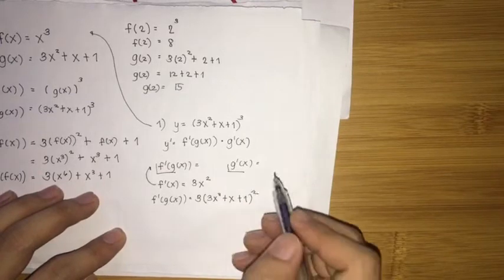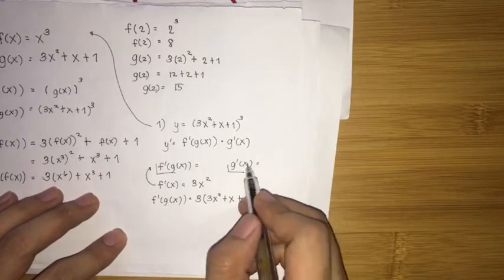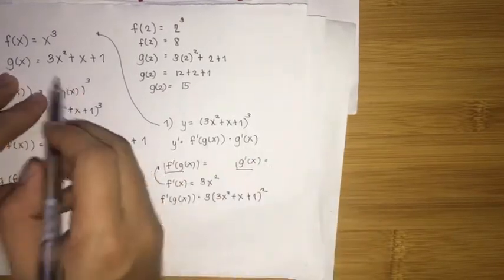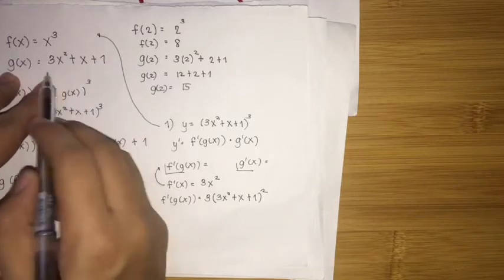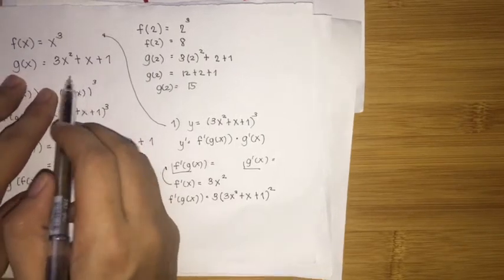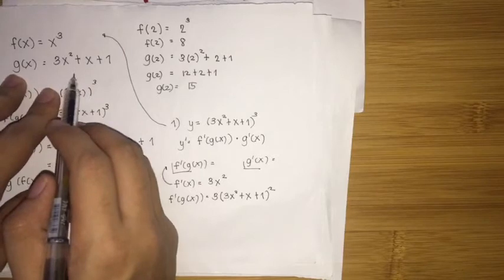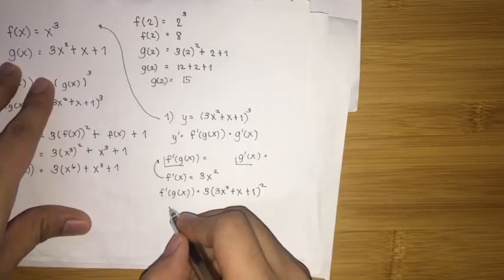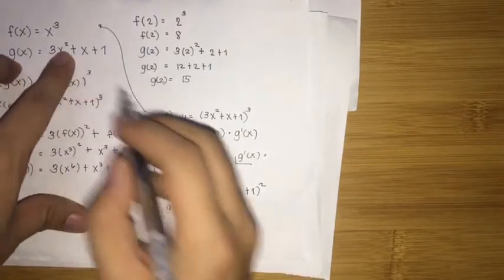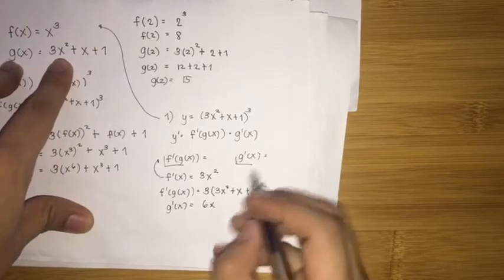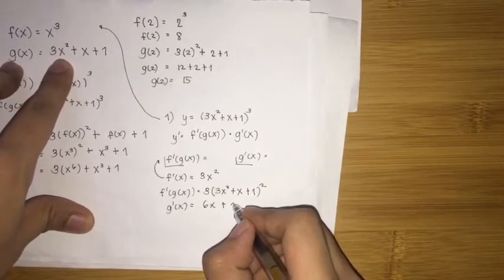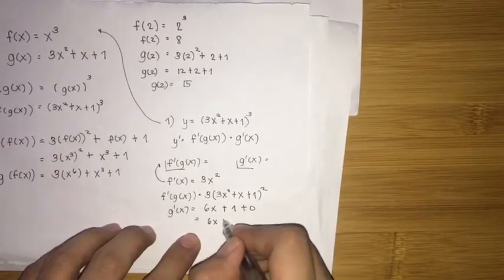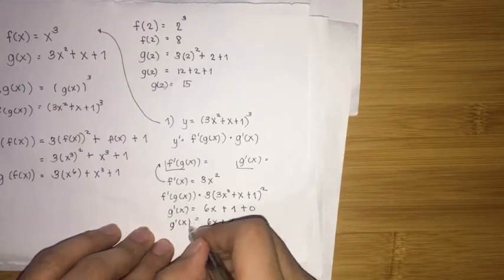Ito na lang, part na to, yung derivative ng inside function g of x. So, ito yung g of x natin. Malalaman natin yung derivative nito, dahil polynomial lang naman siya. So, gagamitin natin yung power formula ulit. So, ang derivative ng g of x natin ay will be 6x plus 1 plus 0, or simply 6x plus 1, g prime of x.